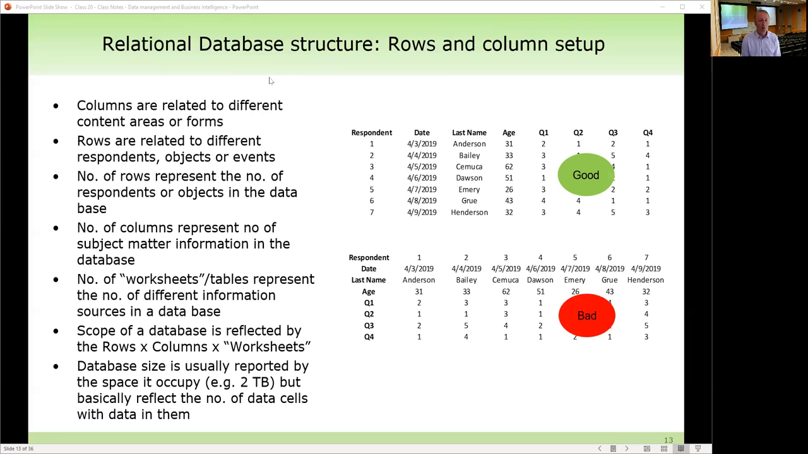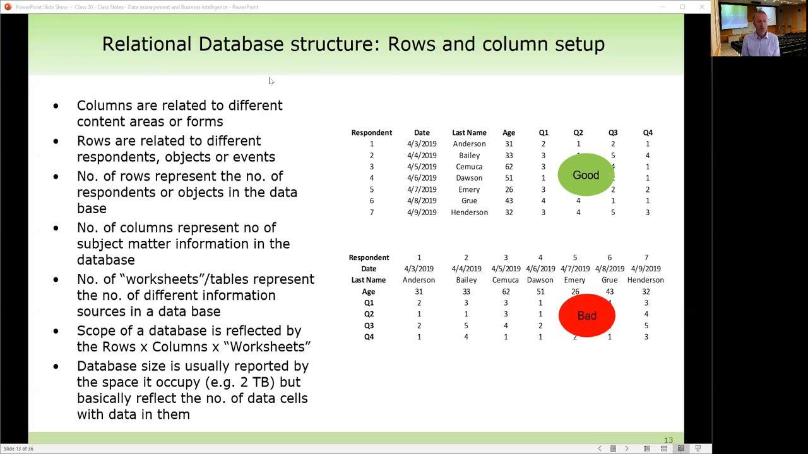Then the number of worksheets or tables represents the number of different types of information sources we have in a database. And if you want to estimate the scope of a database, we normally do that by estimating the rows, columns, and number of worksheets and multiplying them with each other.